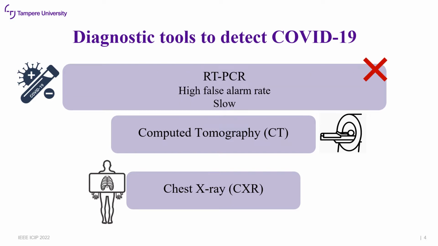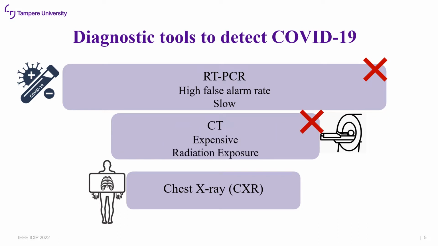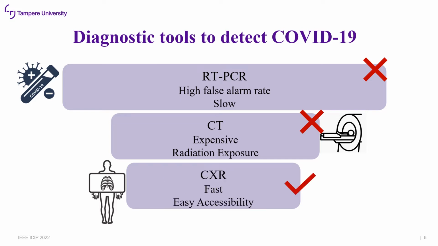The PCR test has a high false alarm rate and is slow. On the other hand, CT imaging is expensive and causes more radiation exposure compared to chest X-ray imaging. However, chest X-ray imaging is fast and has the easiest accessibility. Therefore, in this study, we used chest X-ray images to detect COVID-19.